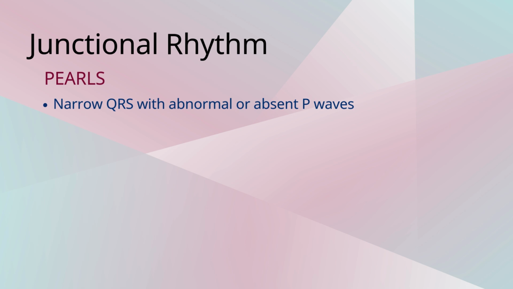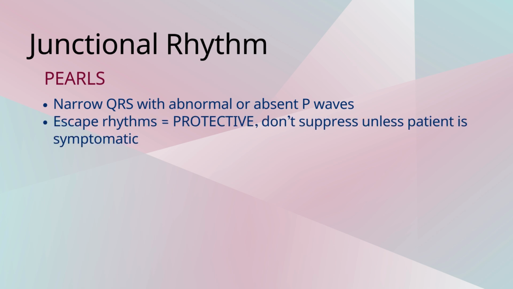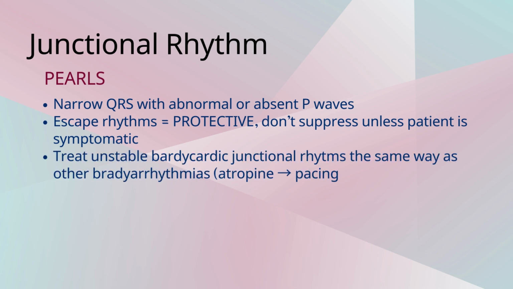That's junctional rhythm. And in terms of management, junctional escape rhythms are protective. This is an important thing to remember. So if the patient is stable, we don't try to suppress them. Instead, we treat the underlying cause. Now, if the patient is unstable with bradycardia, we're going to follow those usual bradycardia algorithms with atropine first, then pacing, or dopamine epinephrine infusion if needed. Another pearl here with junctional arrhythmias is digoxin toxicity is a classic cause. So if it's related to that, the priority is going to be treating the toxicity.